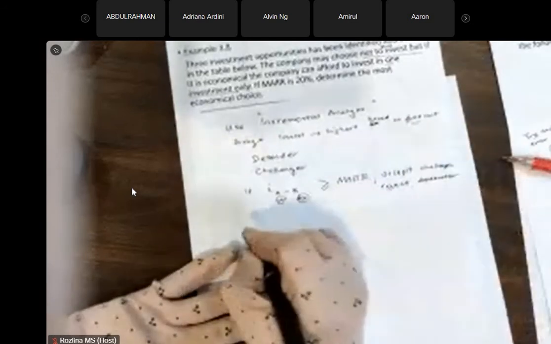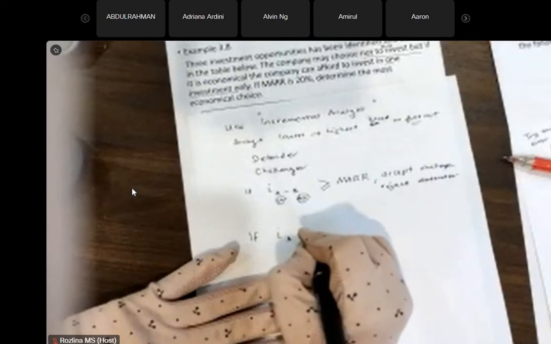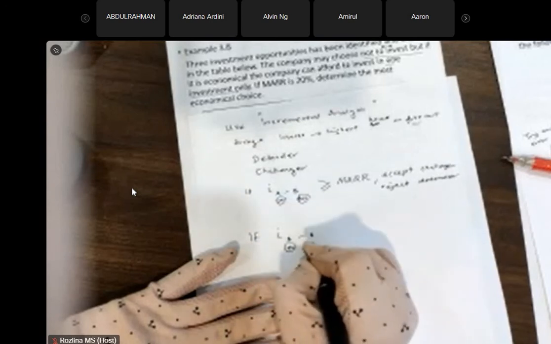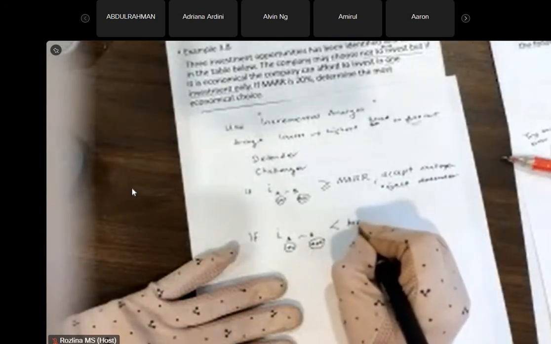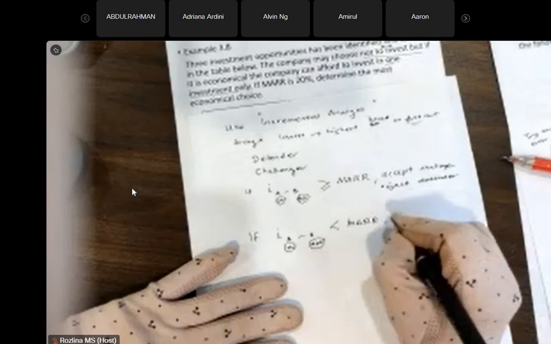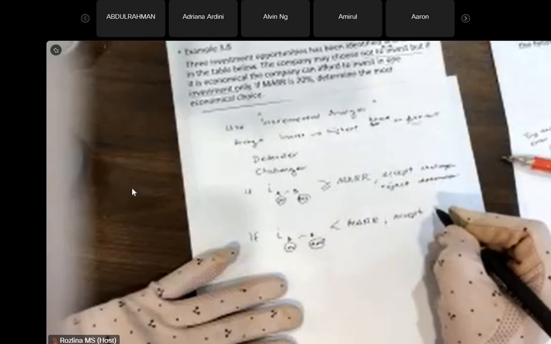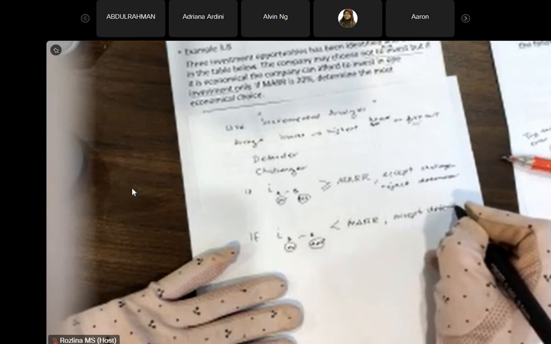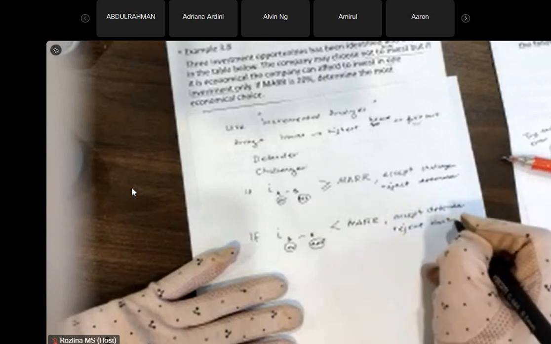Okay, if the second case, if I A minus B, no need to write AB, it's okay. Challenger and defender. It is less than MARR. So you have to accept what? The value is negative, so you have to accept the defender and reject the challenger. Just like that.